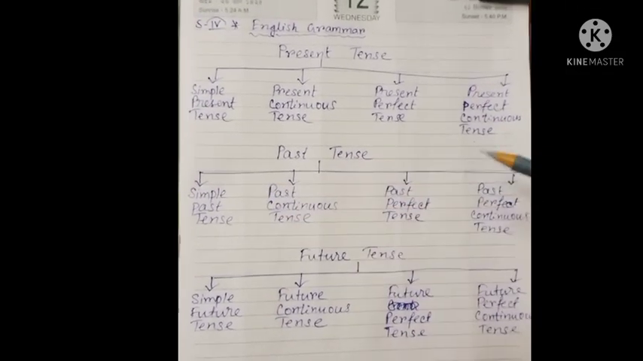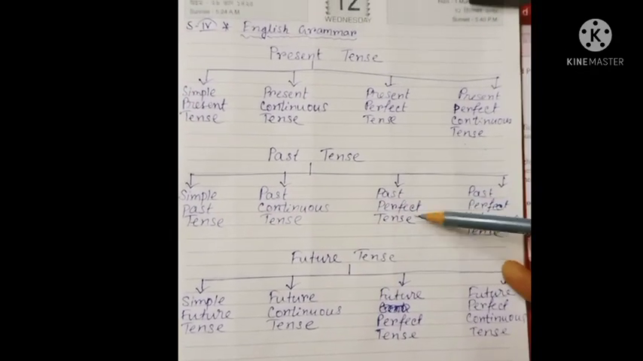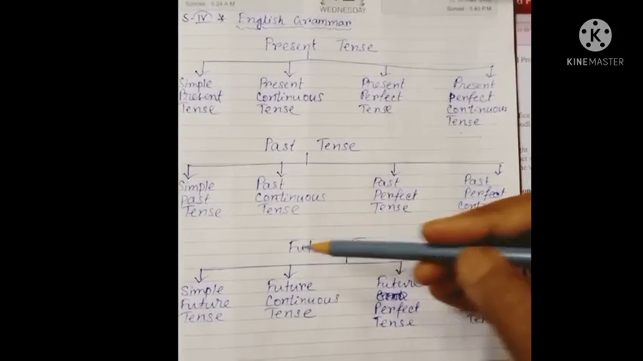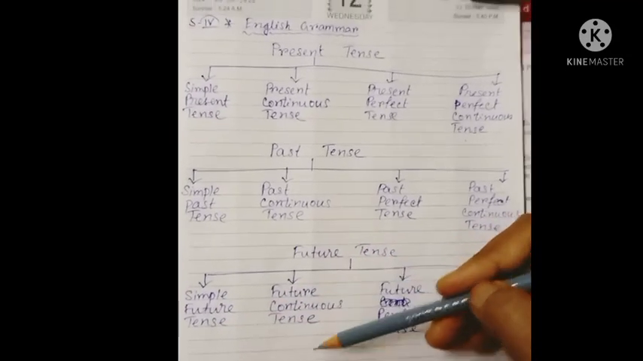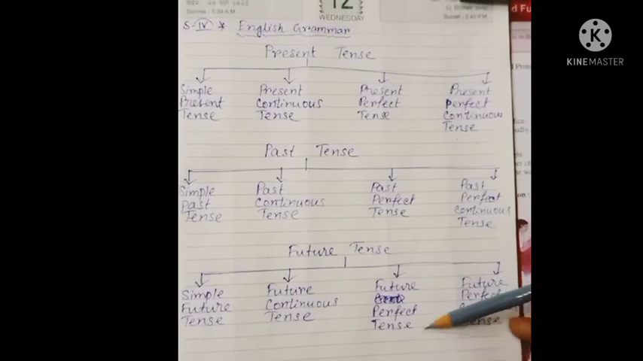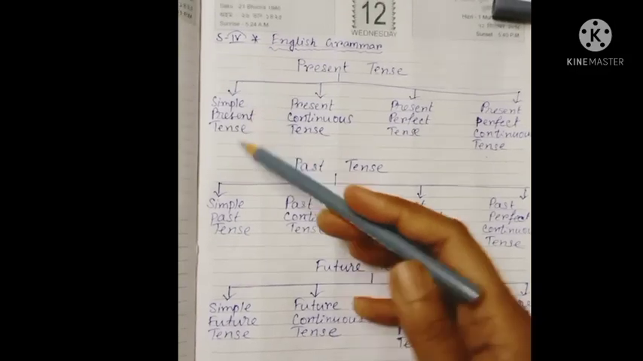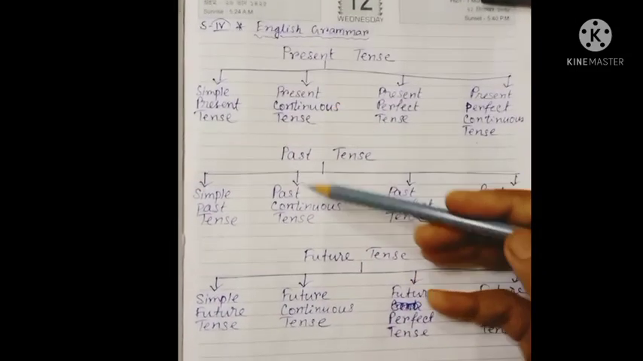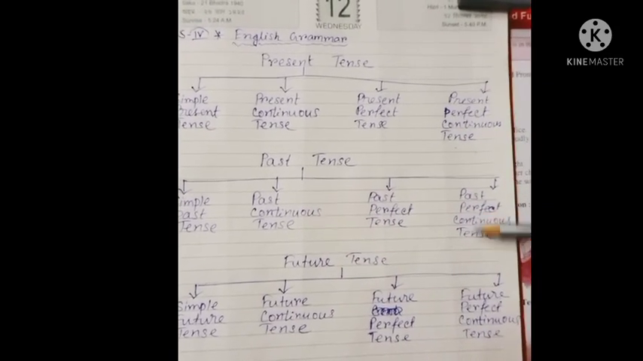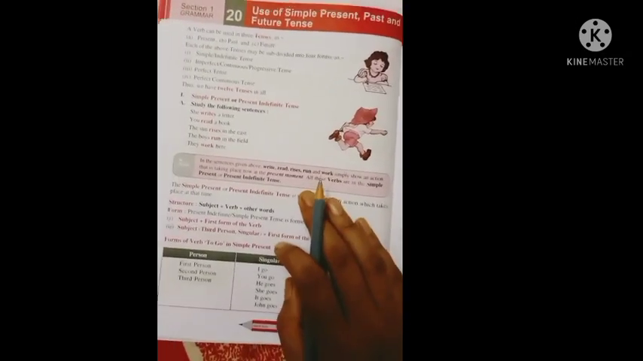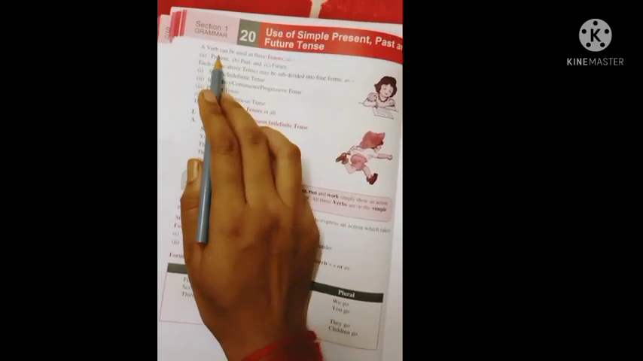Past tense also has four forms. These are simple past tense, past continuous tense, past perfect tense, past perfect continuous tense. Future tense also has four forms. These are simple future tense, future continuous tense, future perfect tense, future perfect continuous tense. So the first one is simple, the second one is continuous, the third one is perfect and the fourth one is perfect continuous. Clear? Now come to the next part, that is simple present tense, the first type of present tense.